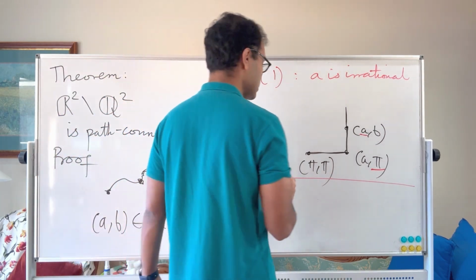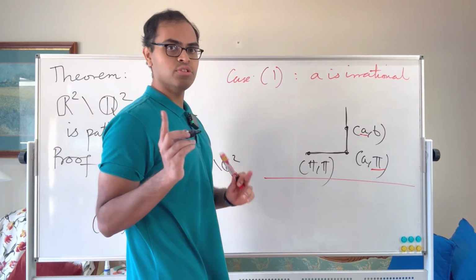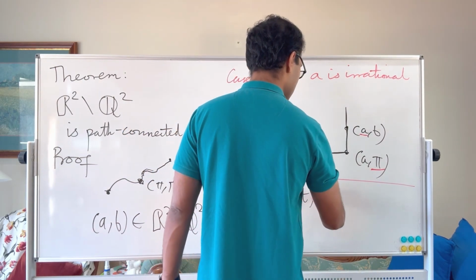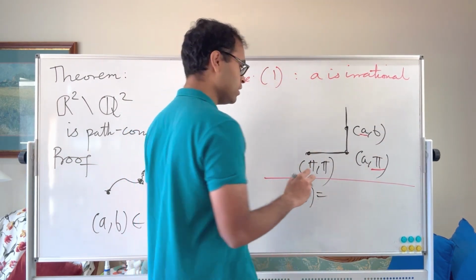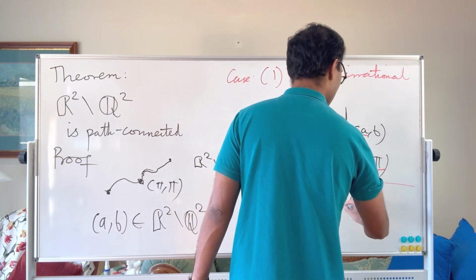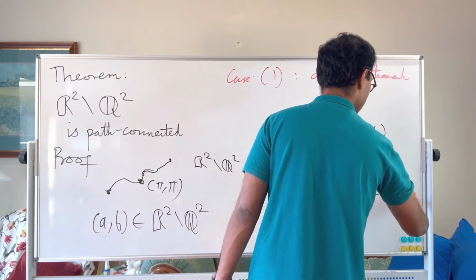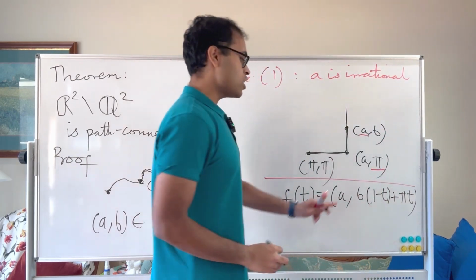How are we going to do it? So we're going to define a function in two steps. Our function is going to be f(t) = (a, b(1 − t) + πt). It's going to equal that.